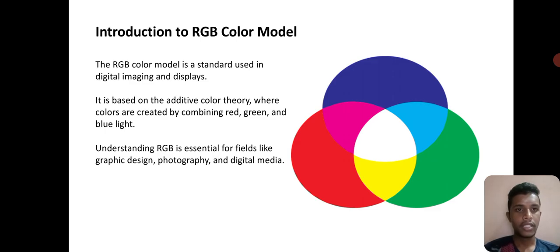In this video, I am going to discuss how we can develop the process of generating RGB color model and the introduction to RGB color. The RGB color model is a standard used in digital imaging and displays. It is based on the additive color theory where the colors are created by combining red, green and blue lights. Understanding RGB is essential for fields like graphic design, photography and digital media.